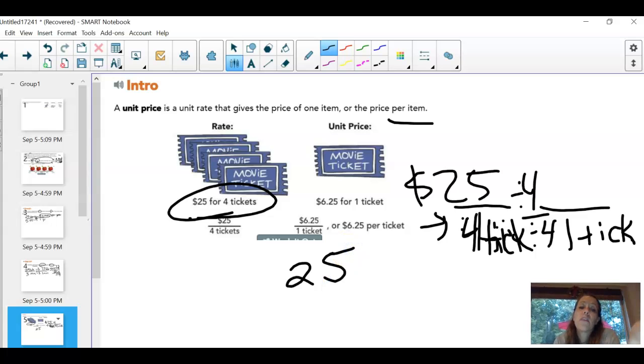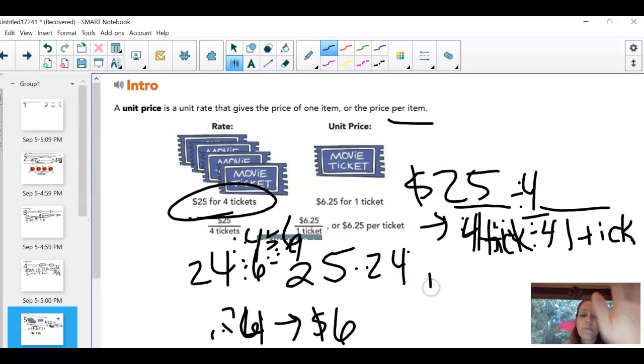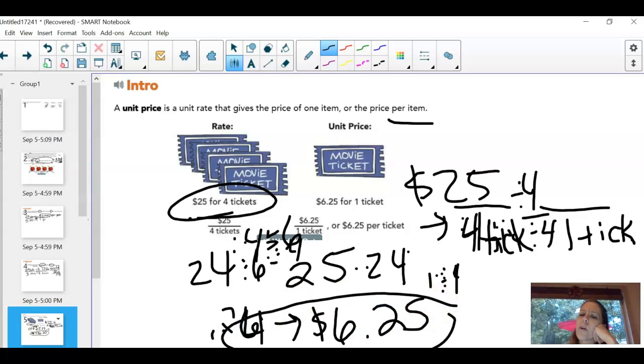I can say, well, 24 is a nice number I can divide by. So 24 divided by 6 equals 4, right? So that means 24 divided by 4 equals 6. So if I take out that 24 and say I can get $6, I have $1 left. So 1 divided by 4 is 25 cents, leaving me with $6.25. Okay, that's just using a little bit more number sense.